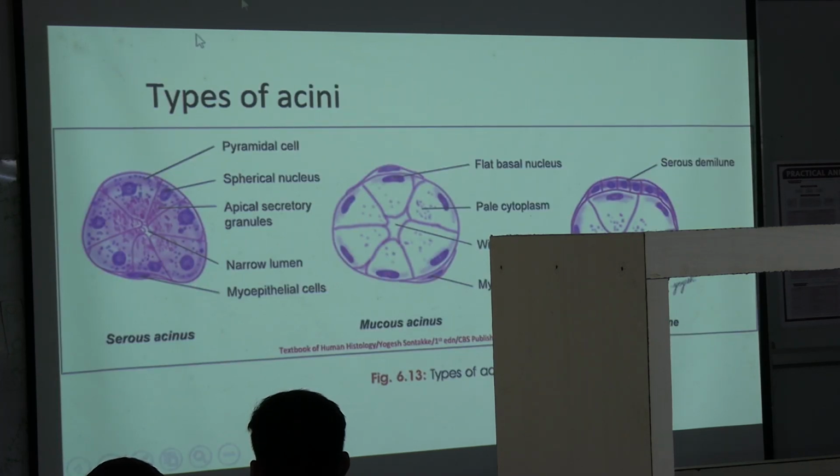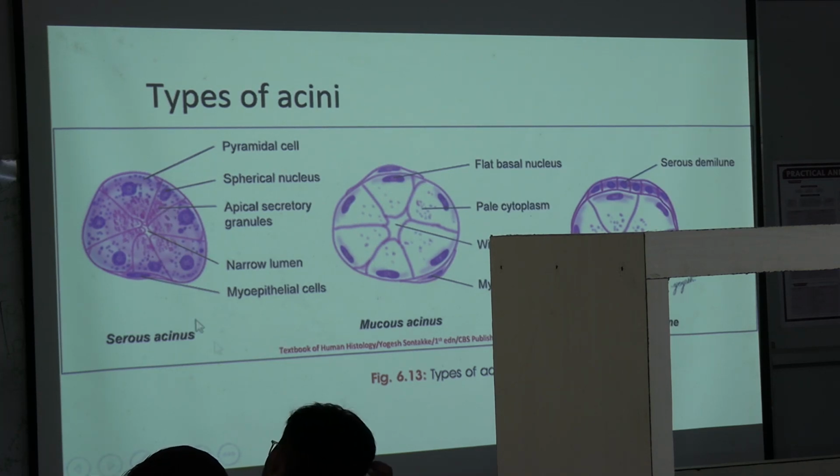Now if we see the acini, what is acini? Factory, right? Where the cells are producing the secretions. What kind of cells? Epithelial cells. Epithelial cells need some kind of modified cells. What are these? Myoepithelial cells. Clear?